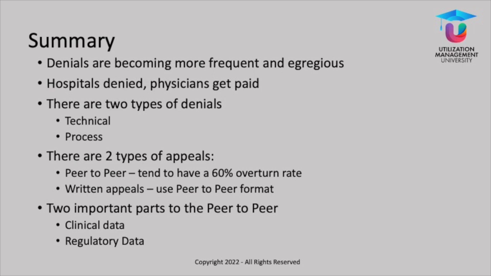There are two types of appeals. There's the peer-to-peer, which is typically while the patient is in the hospital or concurrent, and they tend to have a 60% overturn rate or even greater in some situations. And then there's the written appeals, which are if a peer-to-peer upholds the denial, then written appeal is next, and that's where the regulatory data can be presented.